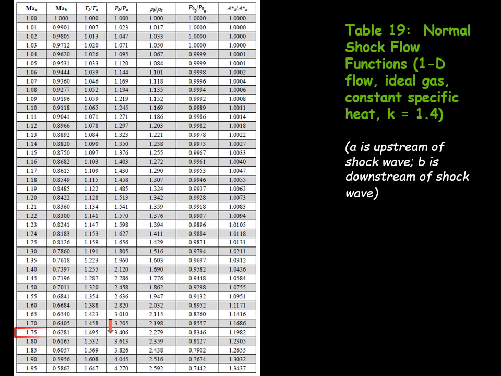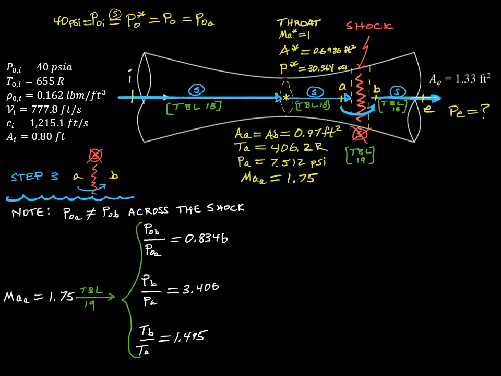Remember, our Mach number is going to be 1.75, and that'll give us three values here. Here's our temperature ratio listed at 1.495, pressure ratio at 3.406, and our stagnation pressure ratio is at 0.8346. So we have those values recorded, and now it's a matter of just calculating a few things.